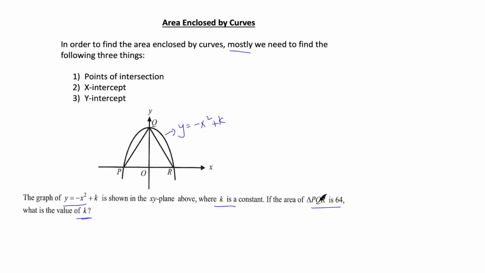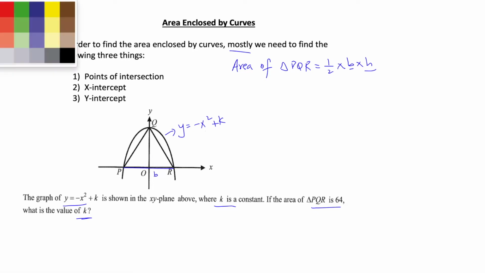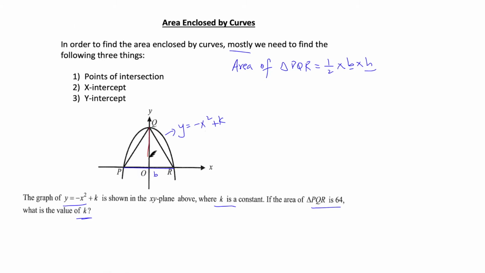In order to determine the area of triangle PQR, what is it basically? Half into base into height. So we need the base and we need the height, and that's it, we will be done. Now, how can we calculate these? Let's have a look at the shape. This is our triangle, and this is the base, PR. And what's the height? This red one is our height. The OQ is basically our height.